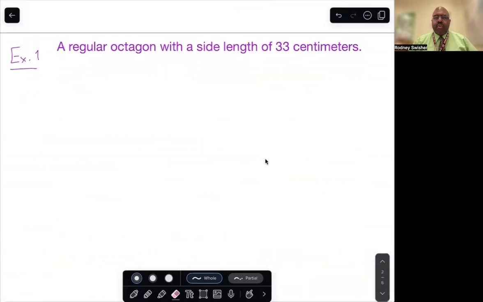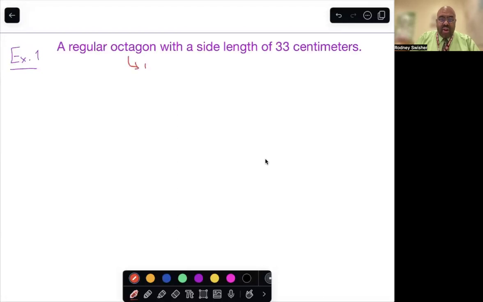All right, let's go to example number 1. It says a regular octagon with a side length of 33 centimeters. So first we'll establish that an octagon has 8 sides. So I can write that n is equal to 8. n just represents the number of sides. Also, we know that the side length is 33 centimeters.